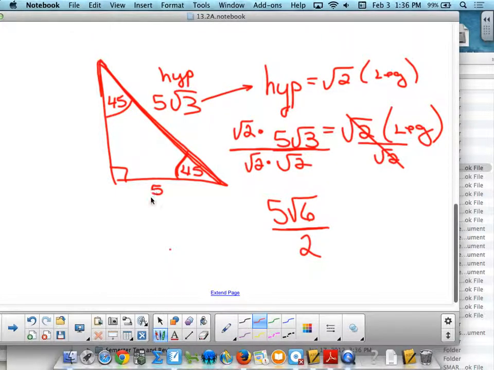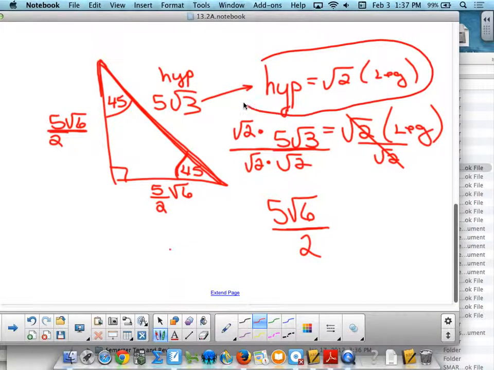5 over 2 times the square root of 6. Same thing. 5 over 2 times square root of 6. Okay? Good? See, it can get messy. And when it gets messy, use the formula. The formula will always get you the answer. Formulas work every time if you know how to use a formula. How do you use formulas? Plug the numbers in, solve for the missing term, whether it's hypotenuse or whether it's leg. Okay, so that's a 45-45.